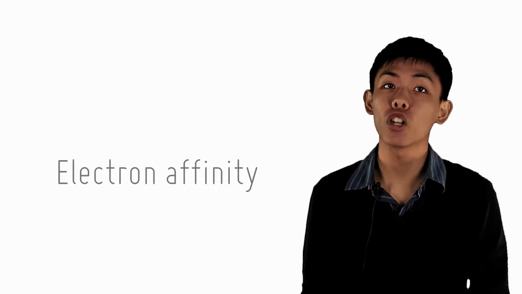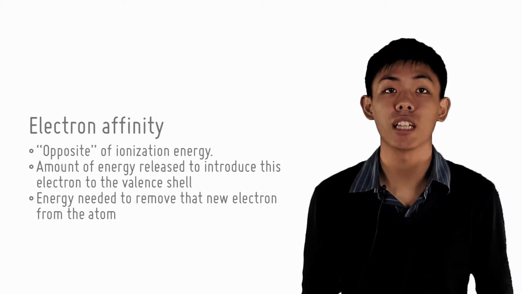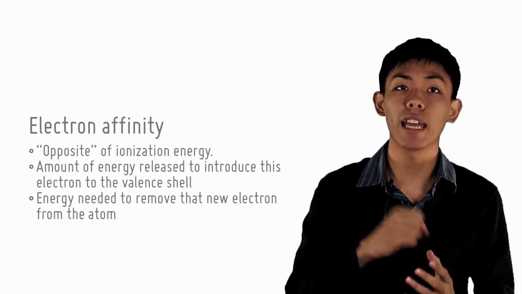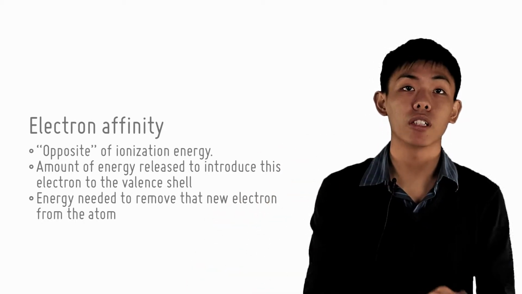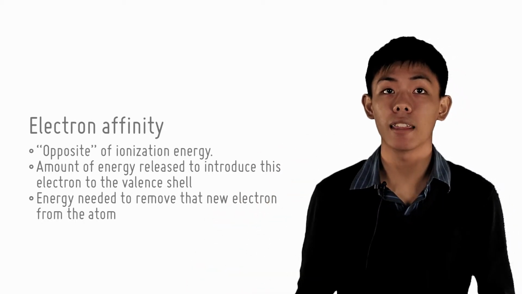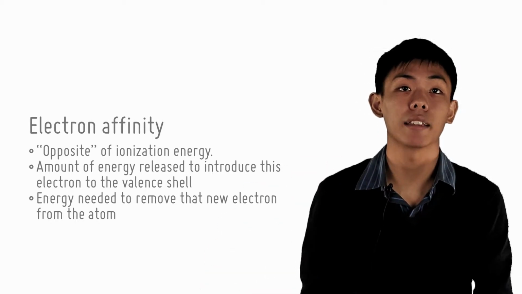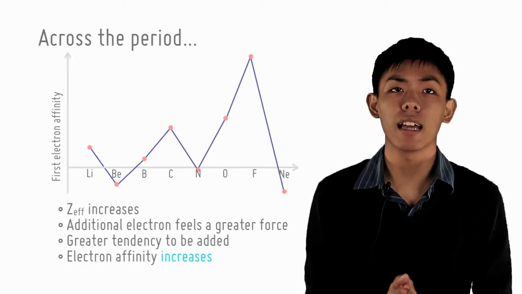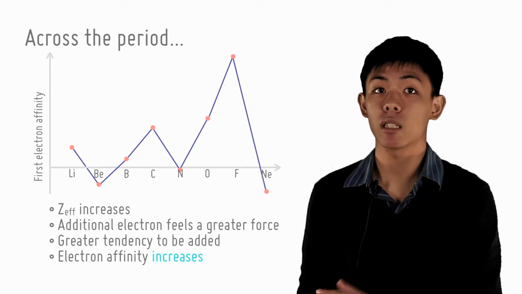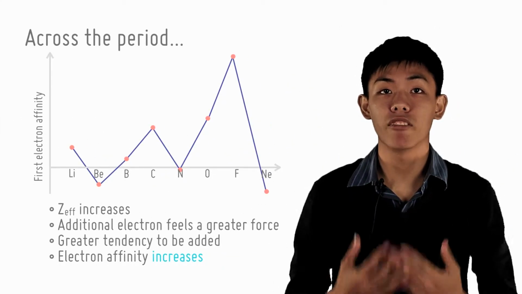Electron affinity can be thought of as an opposite of ionization energy. Now, instead of removing an electron, we want to add an electron to the atom. We are hence looking at the amount of energy released to introduce this electron to the valence shell of the atom. The general trend is that the electron affinity increases across the period, meaning that more energy is released.